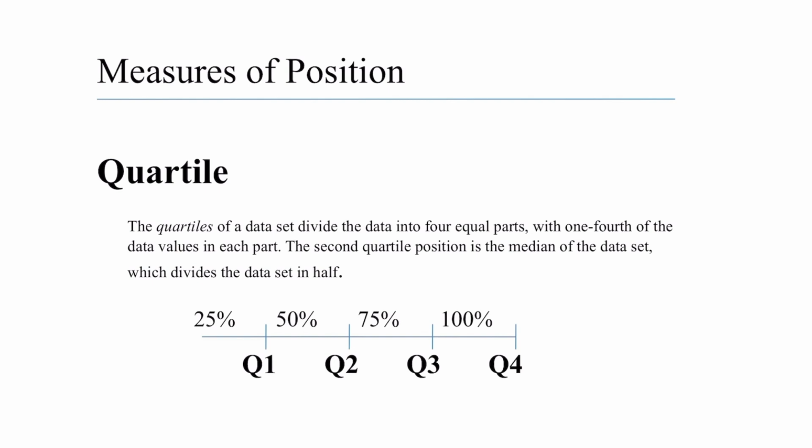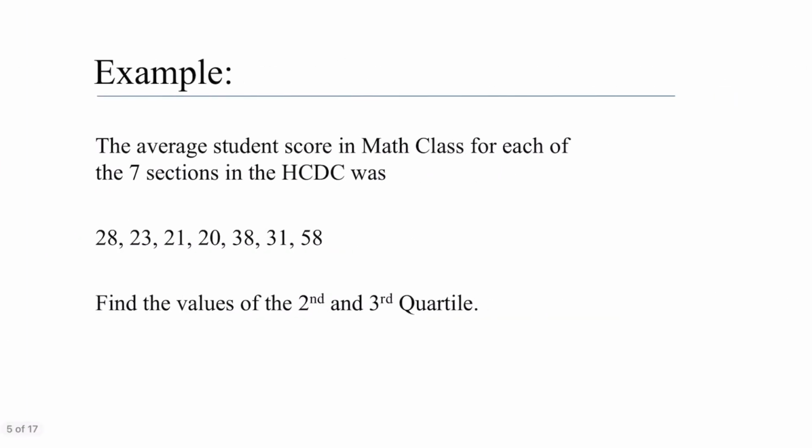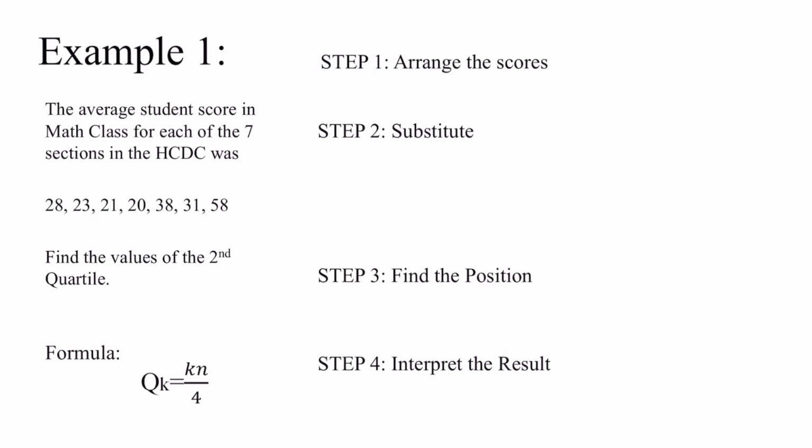Let's have an example. The average student scores in math class for each of the 7 sections in the HDC were 28, 23, 21, 20, 38, 31, 58. Find the values of the second and third quartiles. Let's start with the first problem. Find the value of the second quartile.